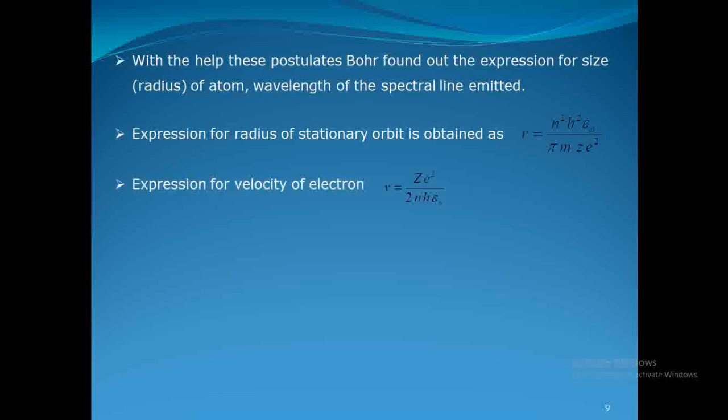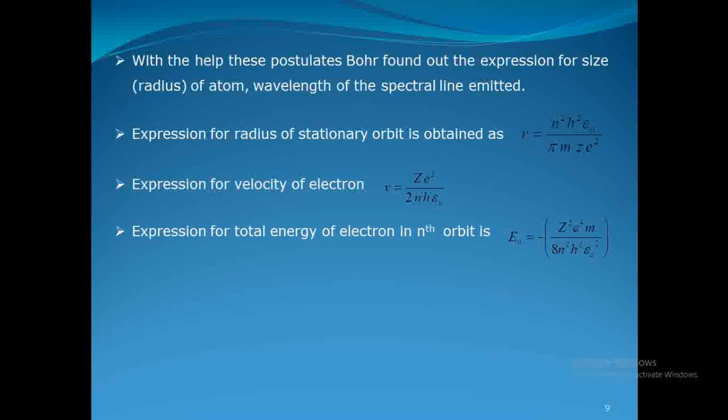The expression for the velocity of the electron in the nth orbit is given by v = Z e² / (2 n h ε₀), where all the terms carry their usual meaning. That means Z is the atomic number, e is the charge of the electron, and n is the principal quantum number. With the help of the radius and the expression for velocity, he obtained the expression for the total energy of the electron in the nth orbit: En = −Z² e⁴ m / (8 n² h² ε₀²).